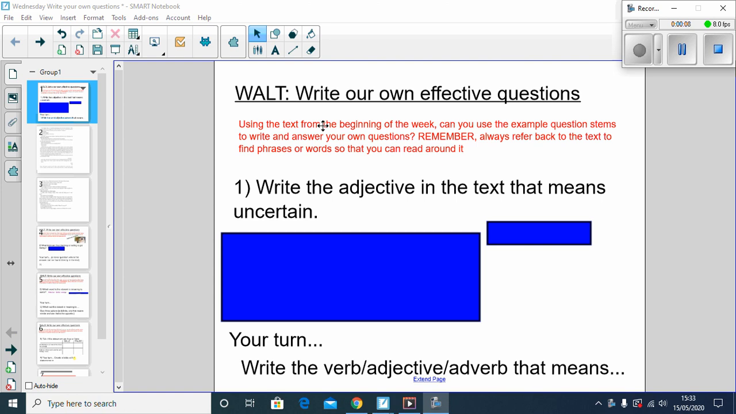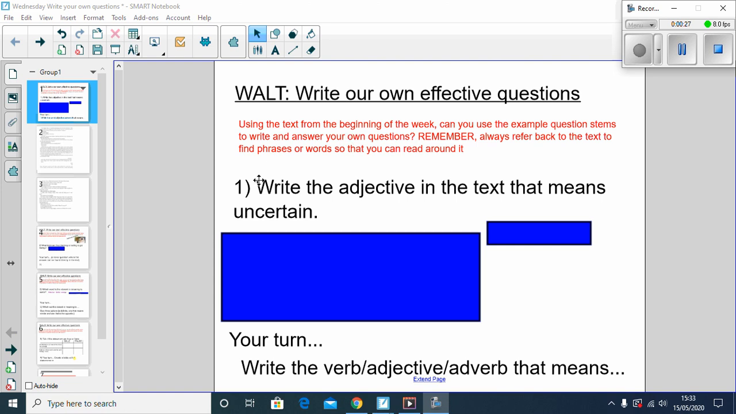This week I'm doing reading session 3 with you. What we'd like you to do is write your own effective questions. You'll be using the same text that you've used all week, Circus Shoes. So you need to make sure that you have that to hand because we're going to be referring to that a lot during this lesson.